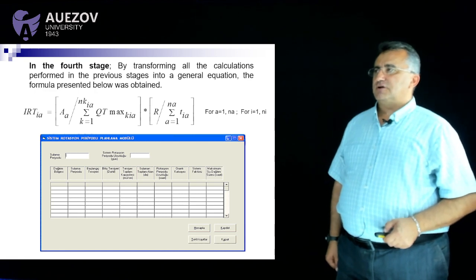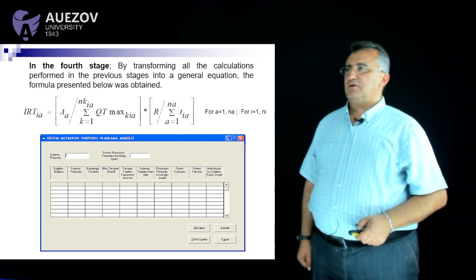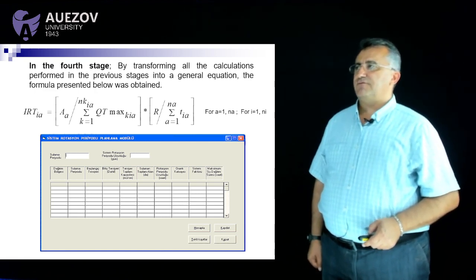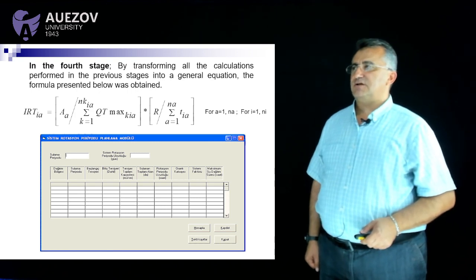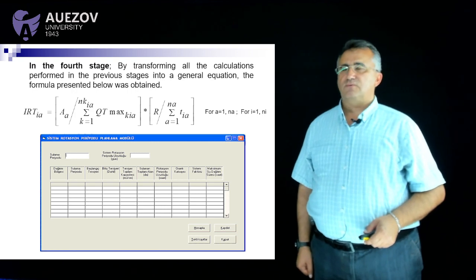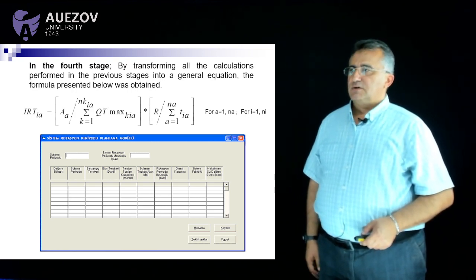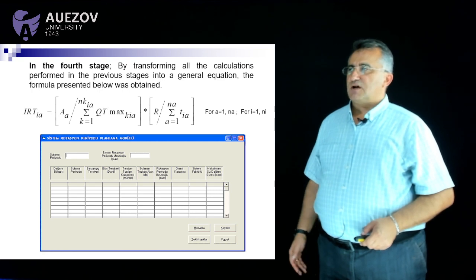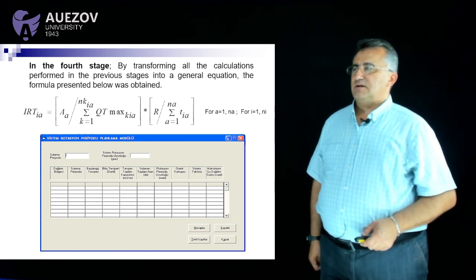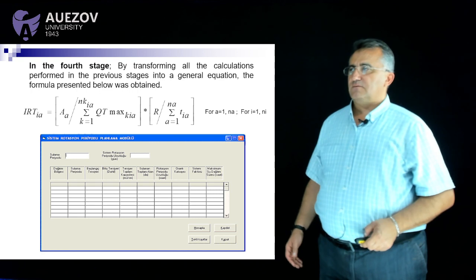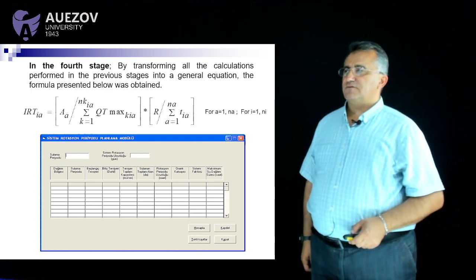In the fourth stage, by transforming all the calculations performed in the previous stage into a general equation, the formula presented below was obtained. And also, a program runs this equation with its interface forms.